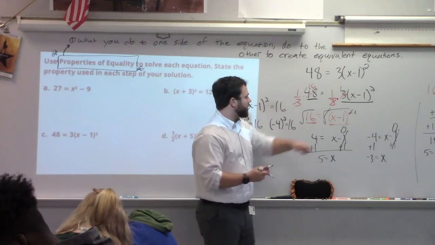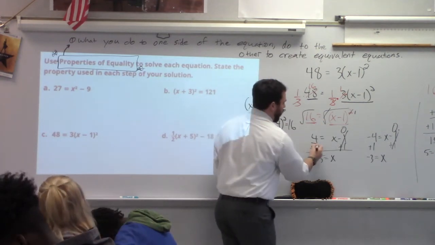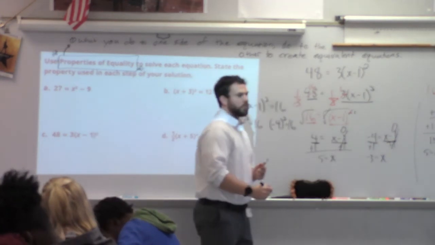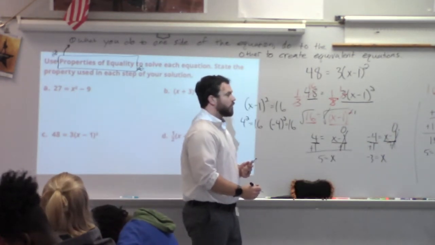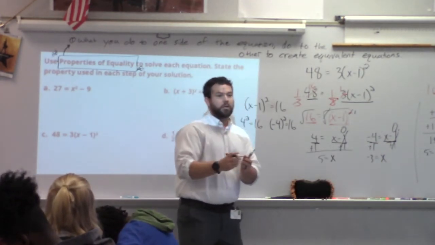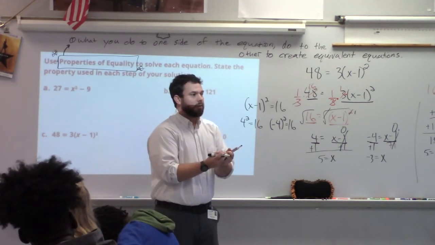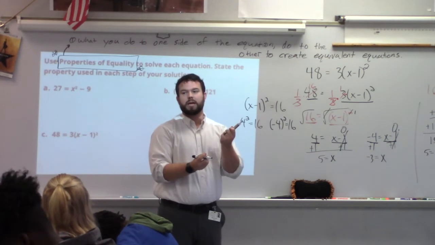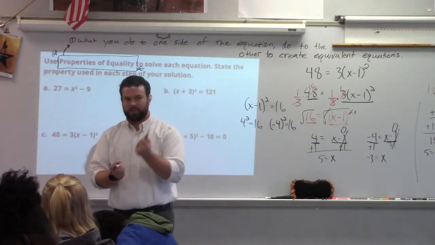This brown equation, does that look different than 4 equals x minus 1 and negative 4 equals x minus 1? Right, but the whole point is, those don't look identical. But are they the same? Yes, because we used the properties of equality.